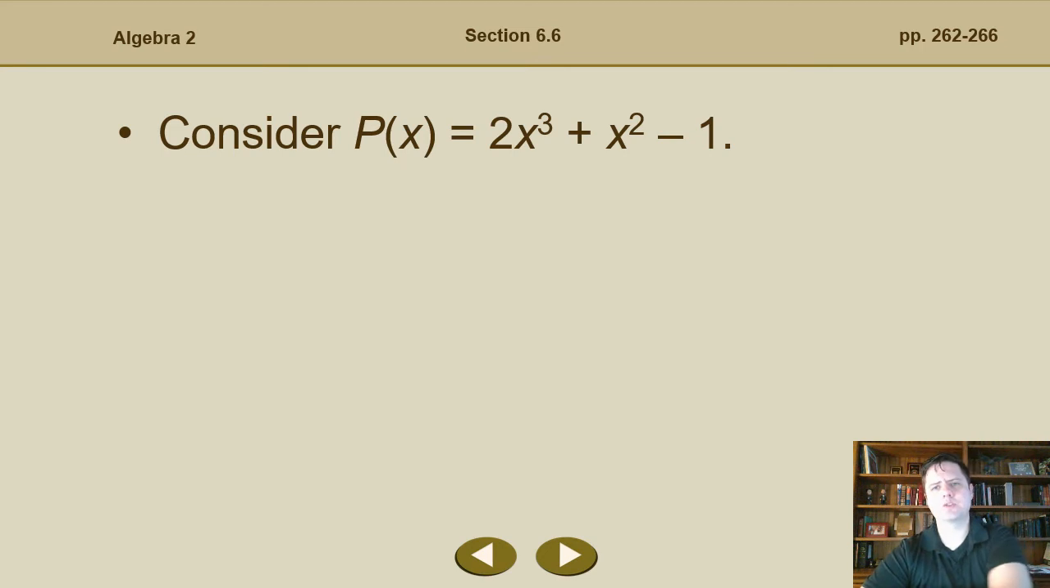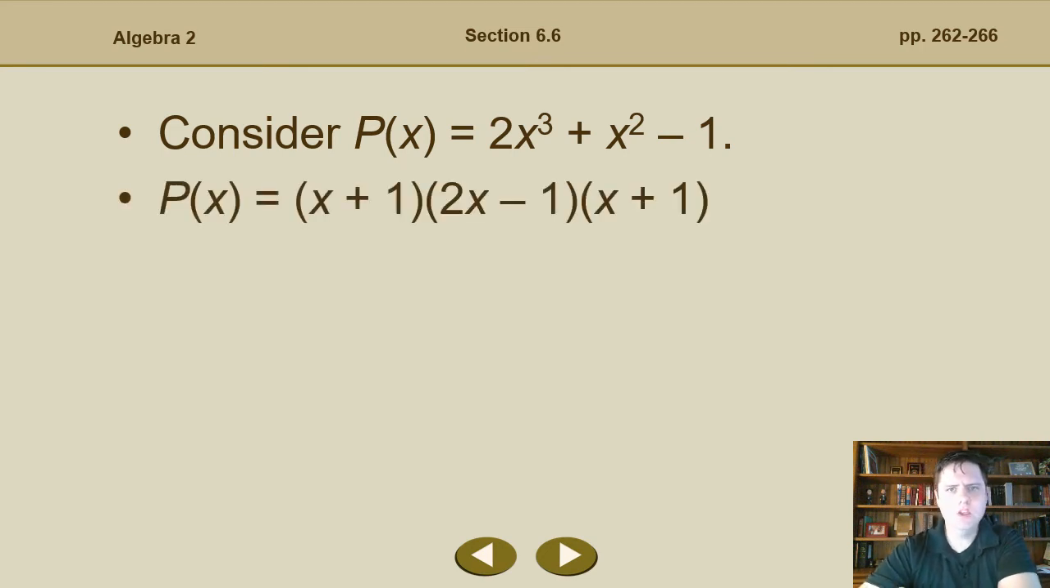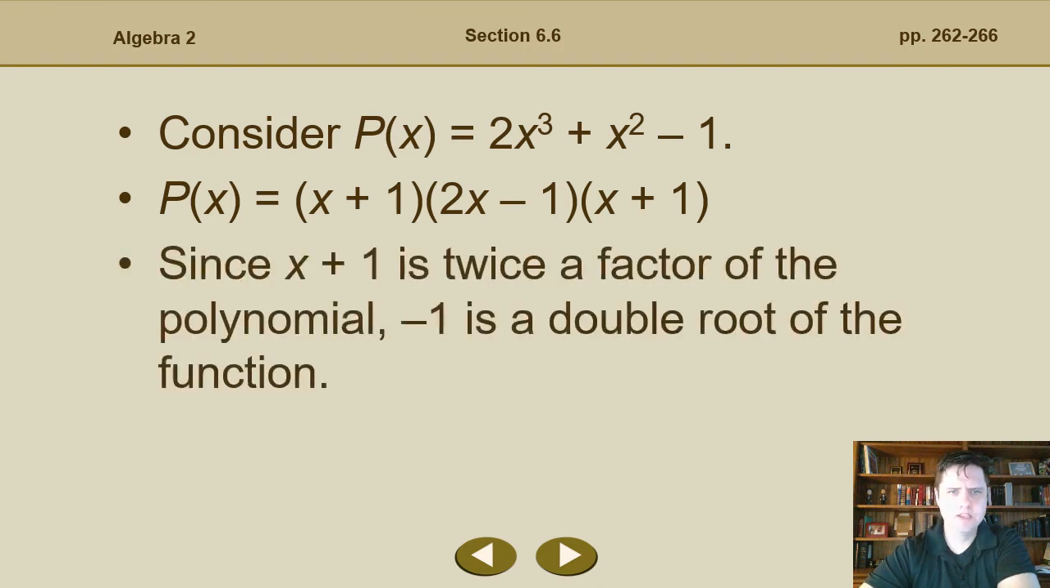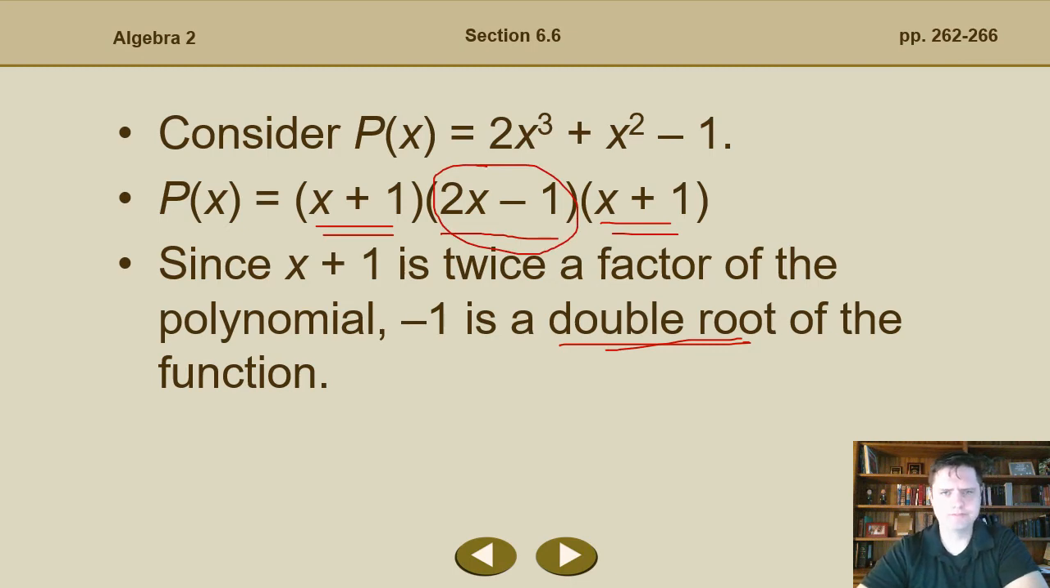Consider 2x cubed plus x squared minus 1. So here we could rewrite this as p of x equals x plus 1 times 2x minus 1 times x plus 1. Since x plus 1 is twice a factor of the polynomial, we call negative 1 then a double root of the function. So in this case, the root negative 1 works there, but it also works here. This one in the middle, notice if we were solving for 0 here, it would be 1/2, right? X equals 1/2. But in these cases, it's x equals negative 1. But it happens twice, so it's called a double root. So we still have 3 roots. It's just that one of them is a double root, and the other one here is just a single root. It's 1/2.